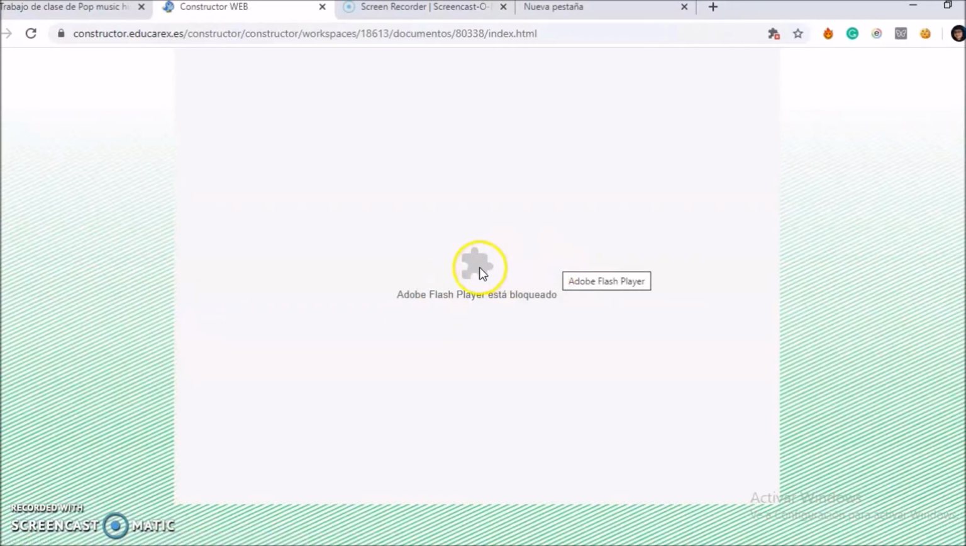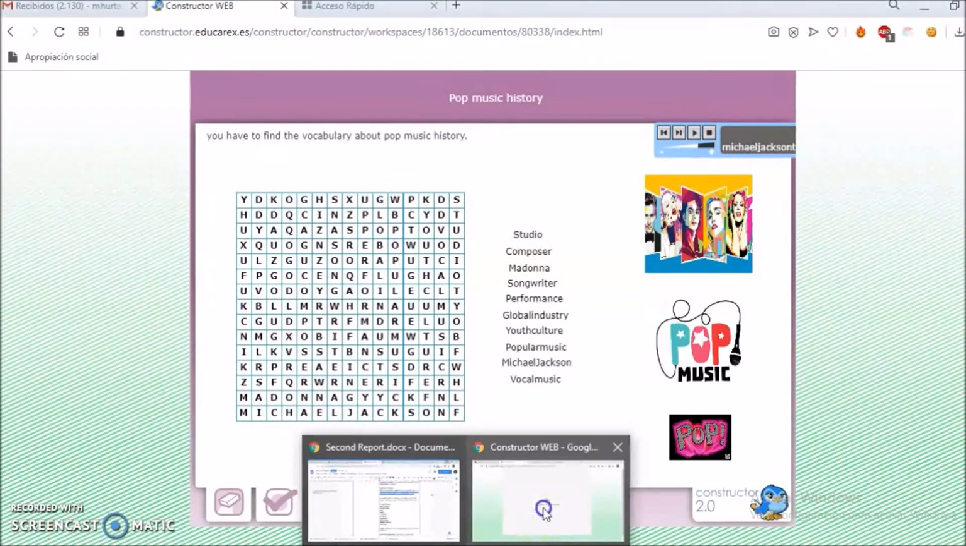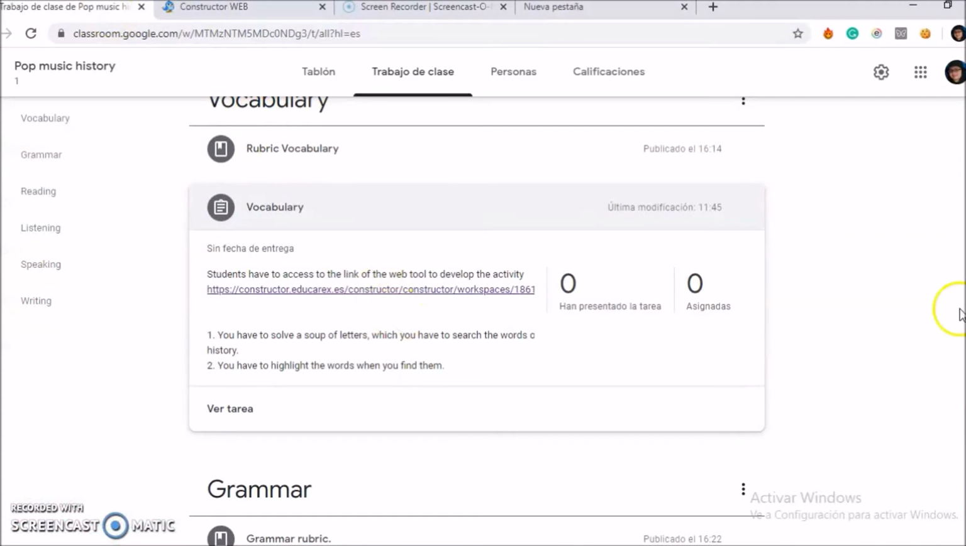So it doesn't work, but this is the activity of the vocabulary. So they have to find these words and highlight them. So it's very useful for them. Okay.